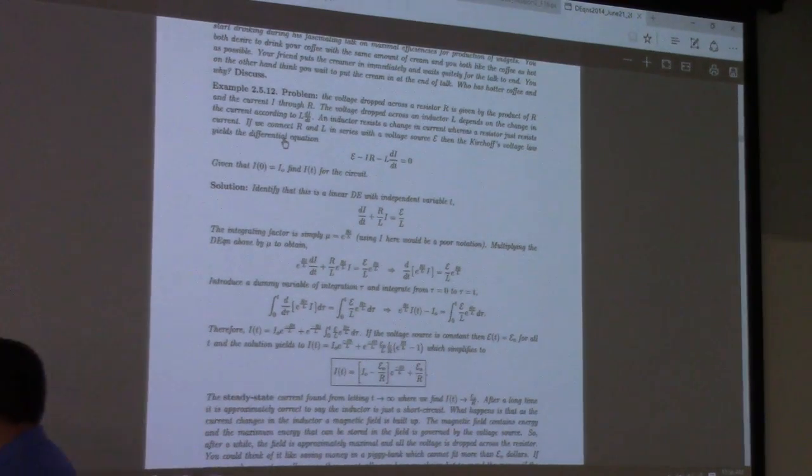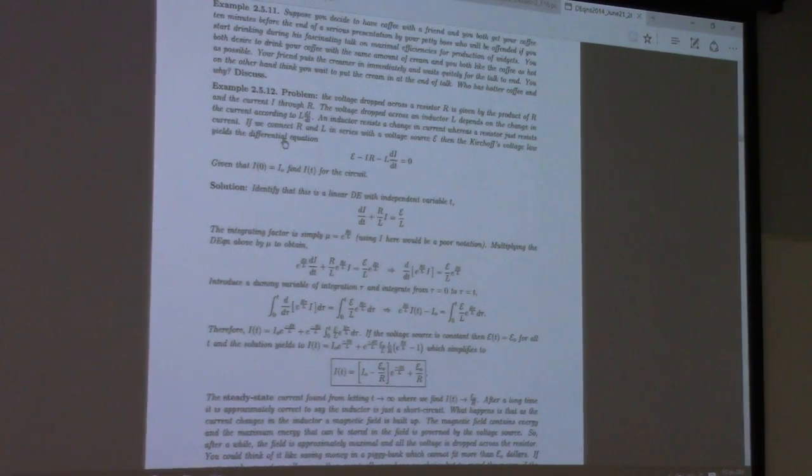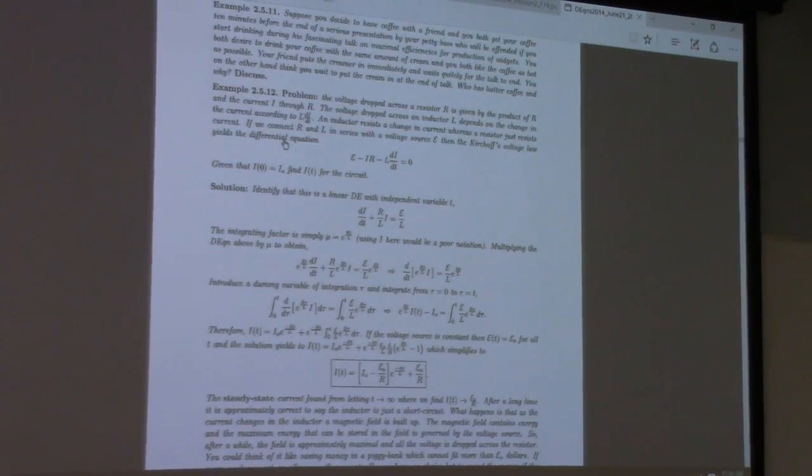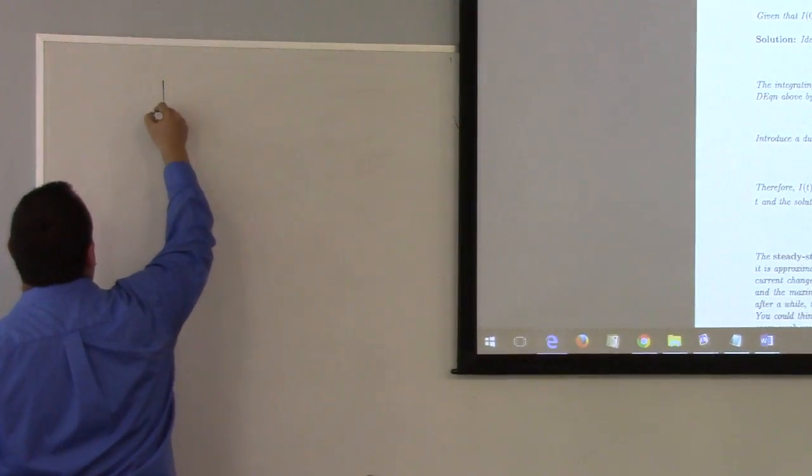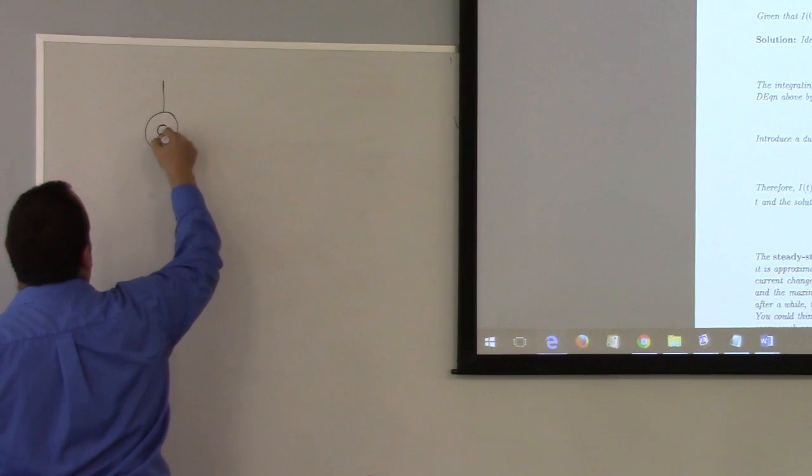So you can also think of these as compartmental analysis, or you can think about the sum of the voltages around the loop is 0. But basically, Kirchhoff's voltage law says if you've got this circuit, right?